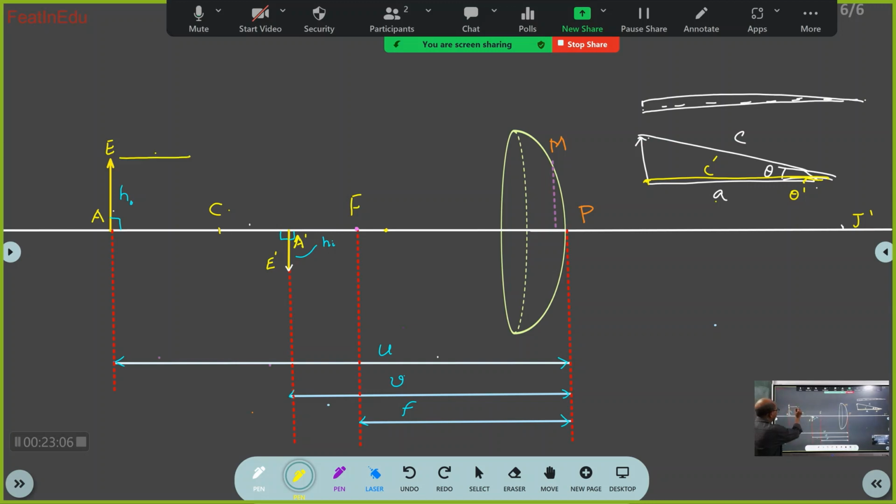The rays are traveling in this direction, and the distance is measured in this direction, from the pole to this. Now you see, the rays are traveling like this, the distance is measured like this. So whatever distance you measure opposite to the direction of the rays traveling, those quantities become negative. So the object distance, say the distance from P to the object is 1 meter.